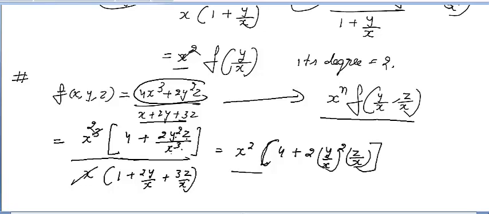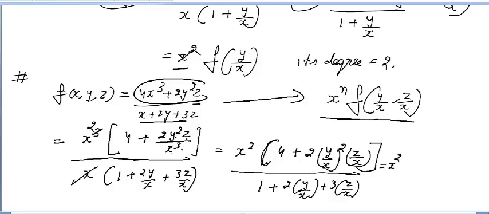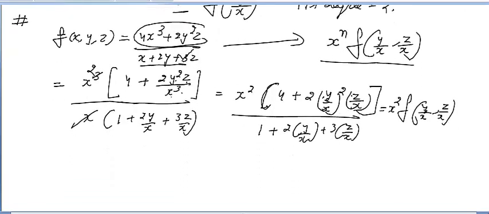Yes, 1 plus 2y over x is already there, and 3z over x is already there. Means you can see everything is a function of either y over x or z over x. So this is a homogeneous function of some degree. Now see, whatever the power of x is, that is the degree. So degree is equal to 2.